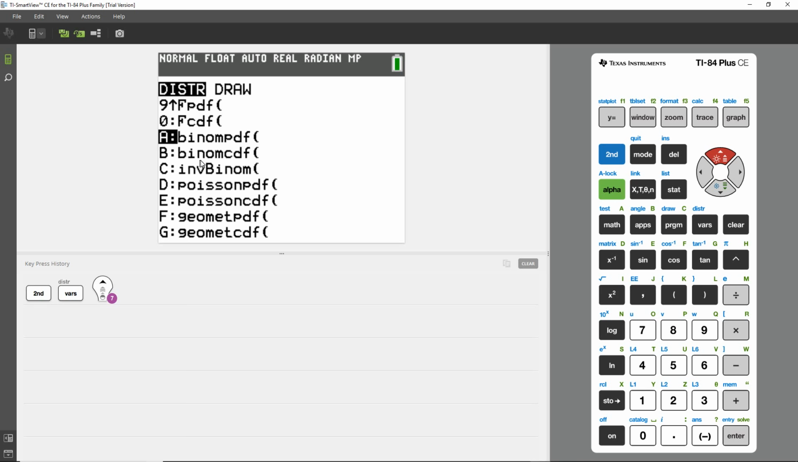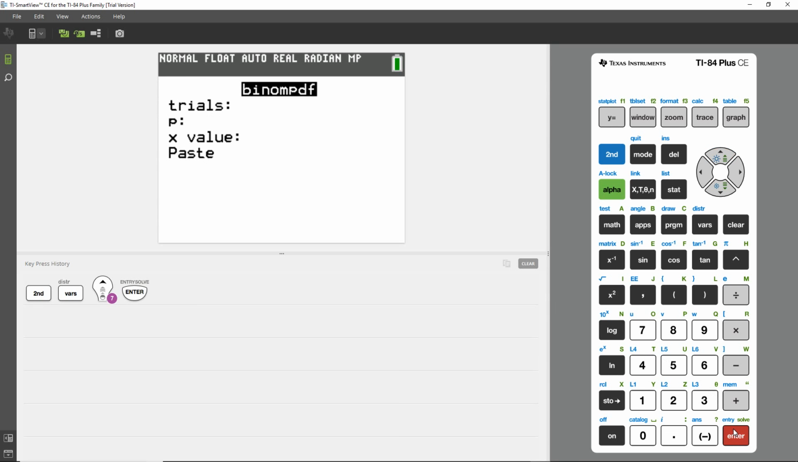But you should go all the way down to A and then choose binomial PDF. Now, what does this tell you? What you have to enter in, because I have Stat Wizard on, it tells you what I should enter in. How many trials are there? 5. What is the probability of success? 0.85.